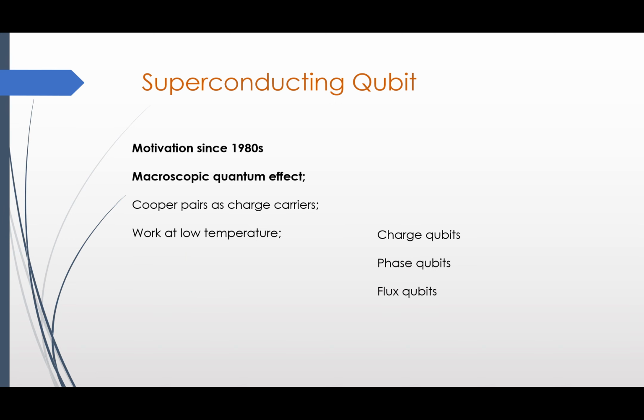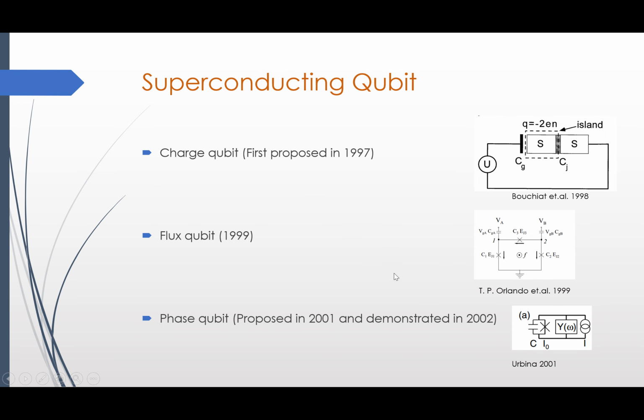Transmon Qubit is a kind of superconducting qubit, which is a very active field of research today. The motivation of superconducting qubits has developed since the 1980s, and the idea is to use macroscopic quantum effects. Typically, there are Cooper pairs acting as charge carriers, and they work at low temperature. The three kinds of superconducting qubit, as we've already known, are charge qubit, phase qubit, and flux qubit. Charge qubit was first proposed in 1997, flux qubit in 1999, and phase qubit in 2001.